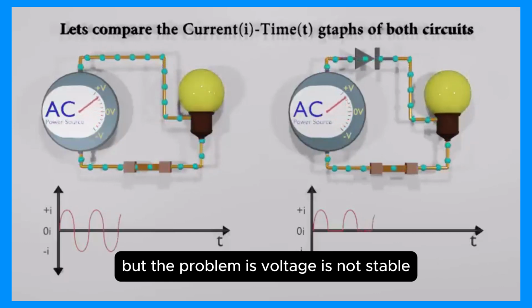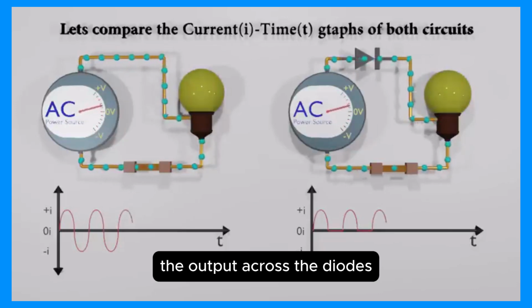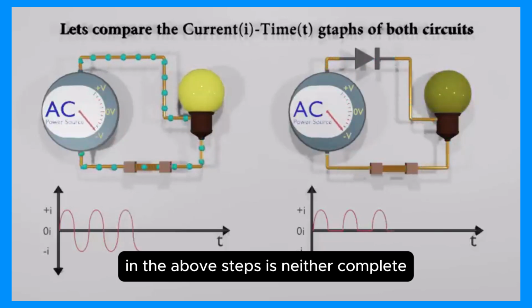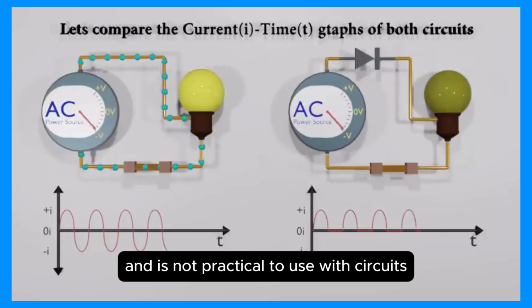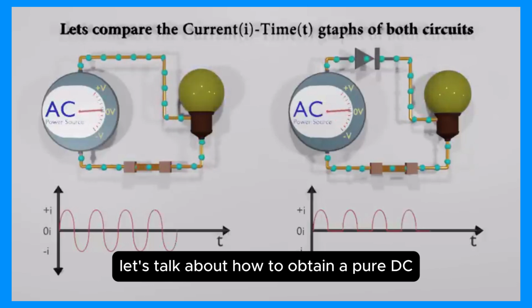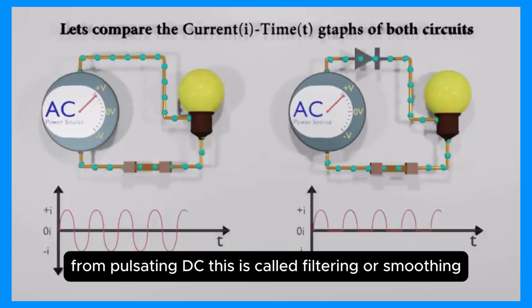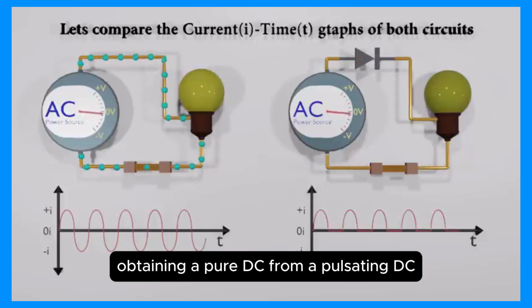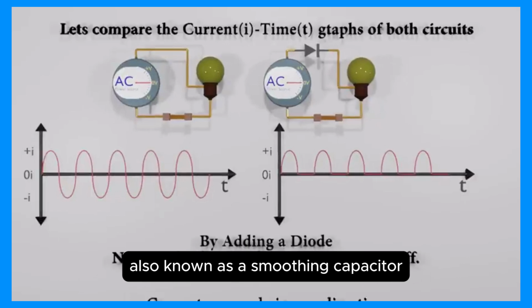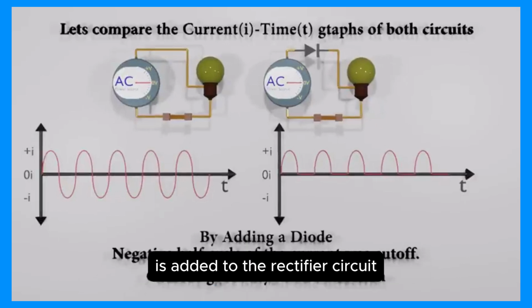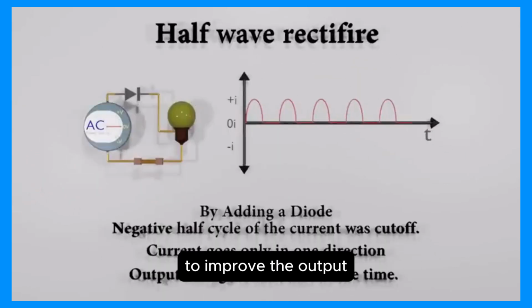But the problem is the voltage is not stable. The output across the diodes in the above steps is not completely DC. The output is not steady DC and is not practical to use with circuits. Let's talk about how to obtain pure DC from pulsating DC. This is called filtering or smoothing the rectified voltage. To obtain pure DC from pulsating DC, a filter circuit, also known as a smoothing capacitor, is added to the rectifier circuit to improve the output.